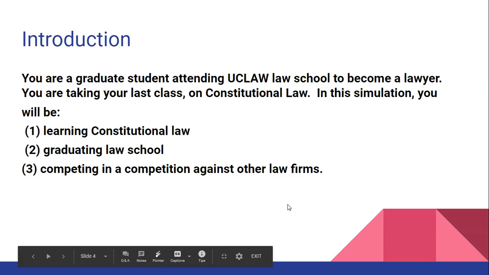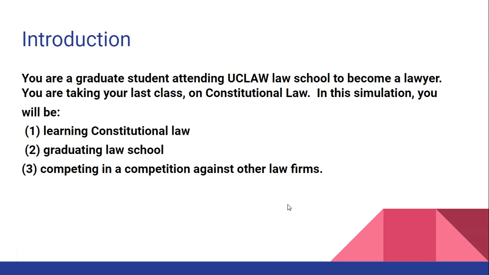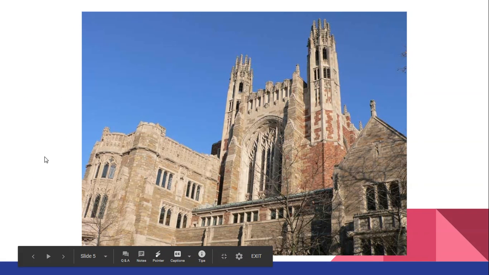Now, you are being introduced or inducted into the University Law School, or UCLaw. It's a university in constitutional law. So you are simulating what it's like to learn about constitutional law. We will have a graduation for law school. We'll probably do that via Zoom. And you are going to compete with one another in law firms, provided you pass the bar exam. This is a picture of UCLaw, or the University of Constitutional Law.